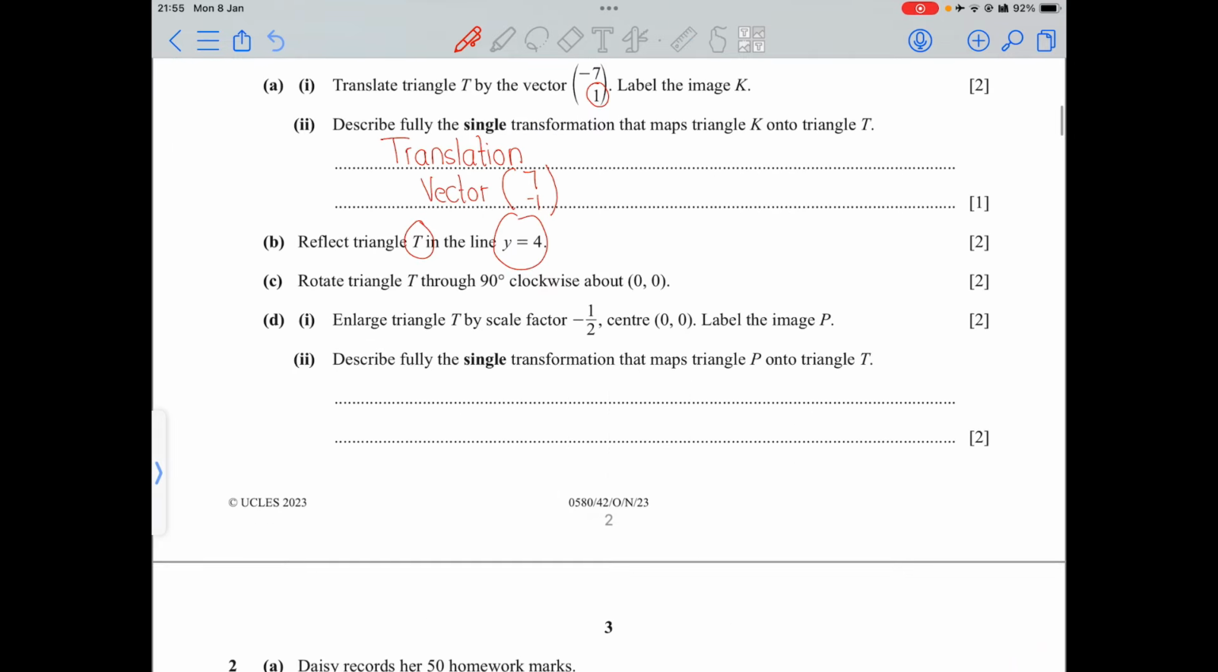So that's counted off. Then enlarge triangle T by the scale factor of -1/2 in the center (0, 0). Now remember, negative basically means in the opposite direction, and half basically means that whatever length you have, you're going to take half of that. Label the image as P.